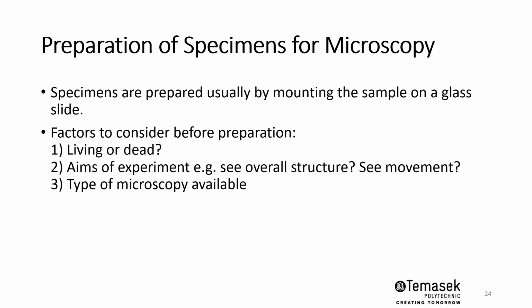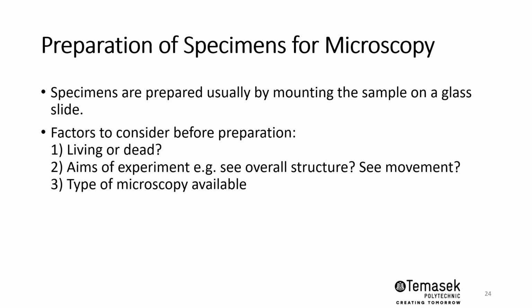Some factors to consider before preparation: are the specimens living or dead? Because this will determine what type of light microscope, or whether it is the electron microscope, you'll be using. What's the aim of the experiment? Do you want to see the overall structure? Do you want to see motility or movement? And the type of microscope that's available for your use.